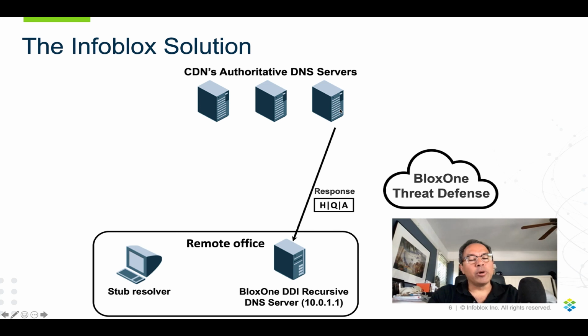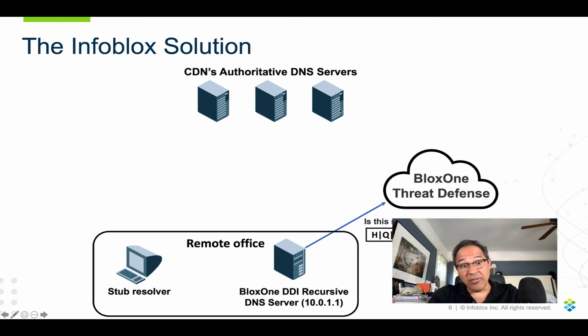But before returning that response to the stub resolver, it sends the query and the response off to BloxOne Threat Defense to say, is this safe? And if BloxOne Threat Defense says yes, then it can relay that to the original querier. So you get the best of both worlds. You get local internet resolution, local breakout, and you still get a solid, safe response that's returned. So now let's go on to doing a demo of how this works within the Cloud Services portal.